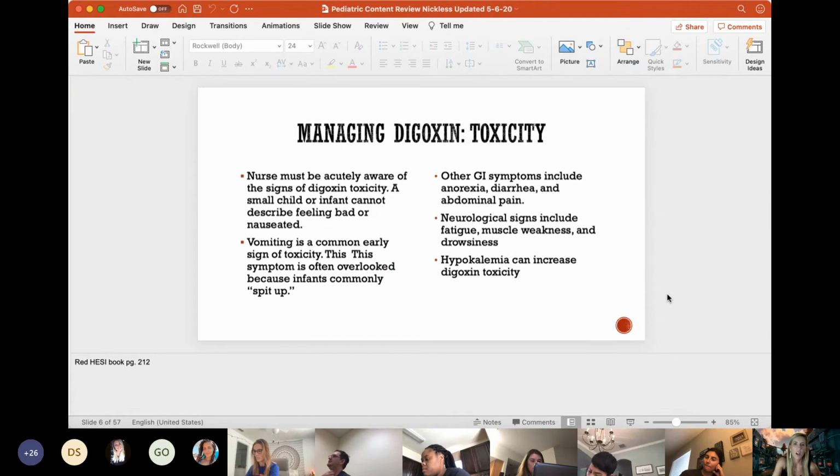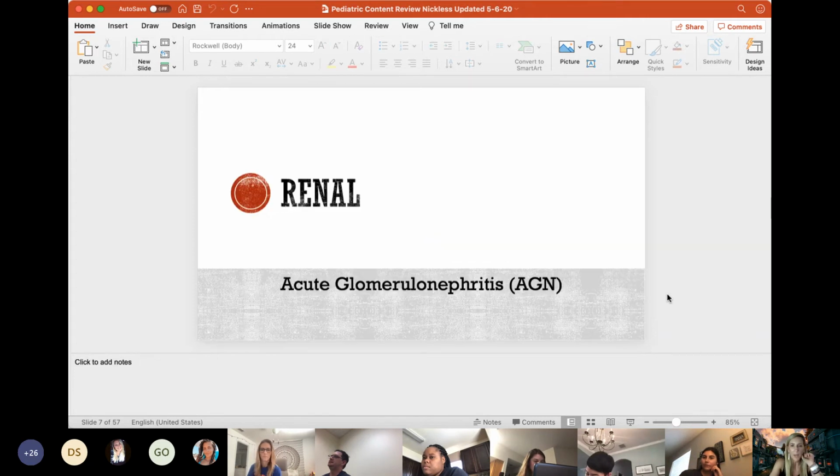Alrighty. So remember, they cannot describe feeling bad. So vomiting is that early sign because we think they're spitting up. Late sign is going to be that pulse, okay? So they may have anorexia, diarrhea, abdominal pain, muscle weakness, drowsiness, and hypokalemia can also increase the chances for dig toxicity. Okay, that's pretty much it.